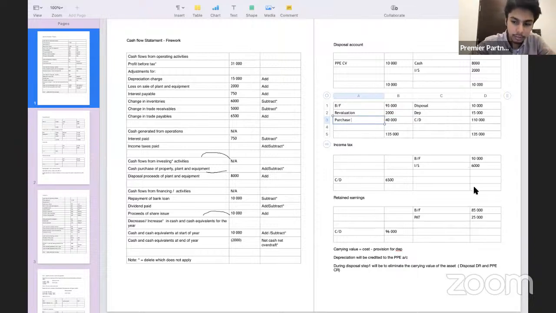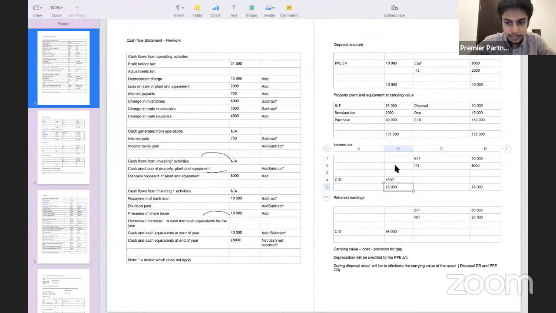Close the income tax account, guys, quickly. 10 plus 6, answer is 16,000. Bring 16,000 onto this side. 16,000 minus 6,500, answer is 9,500. This is the cash. What do you mean cash? Income tax paid. Okay, this is the answer for that one. This is the income tax paid.